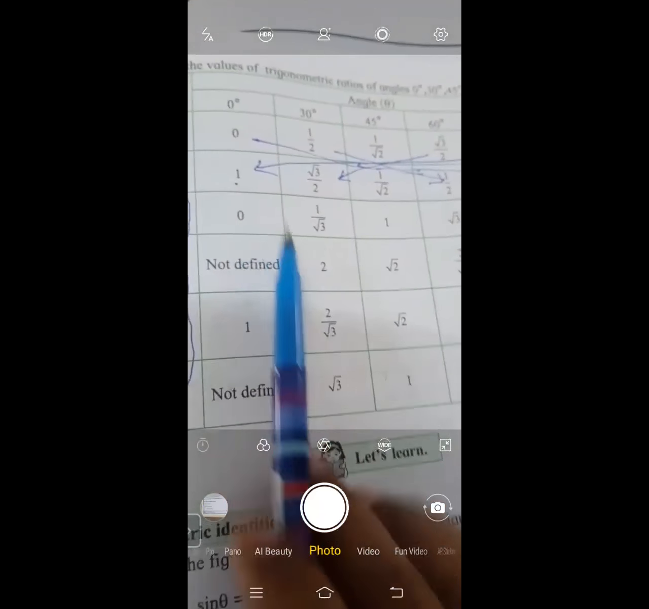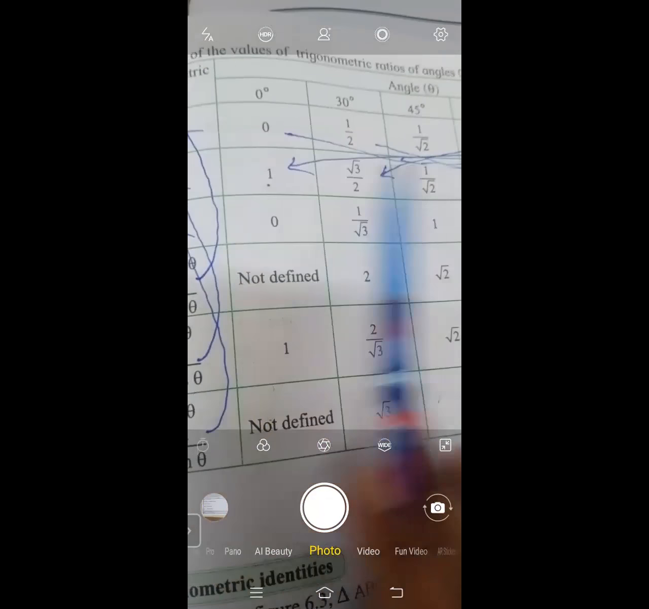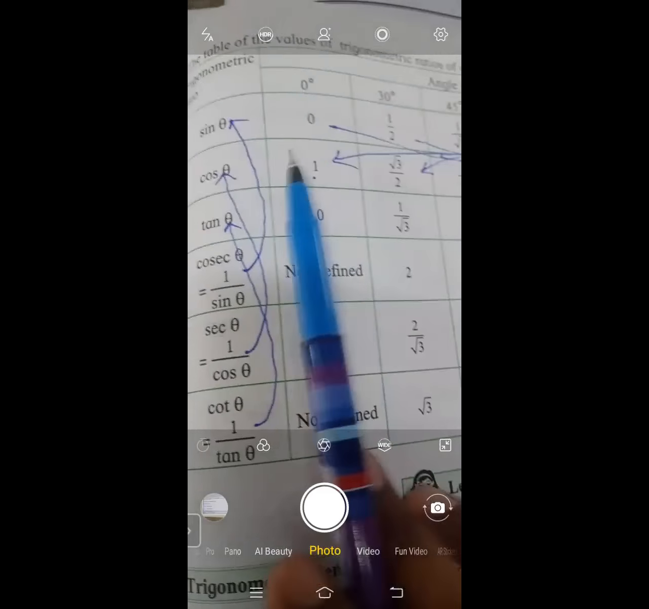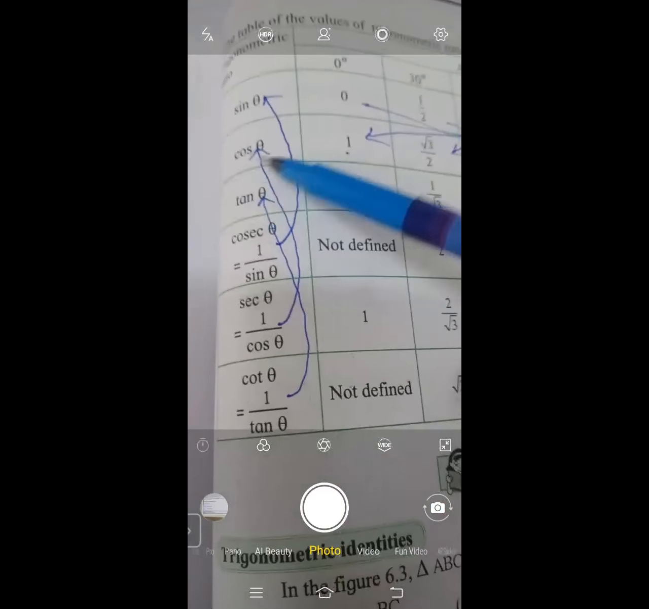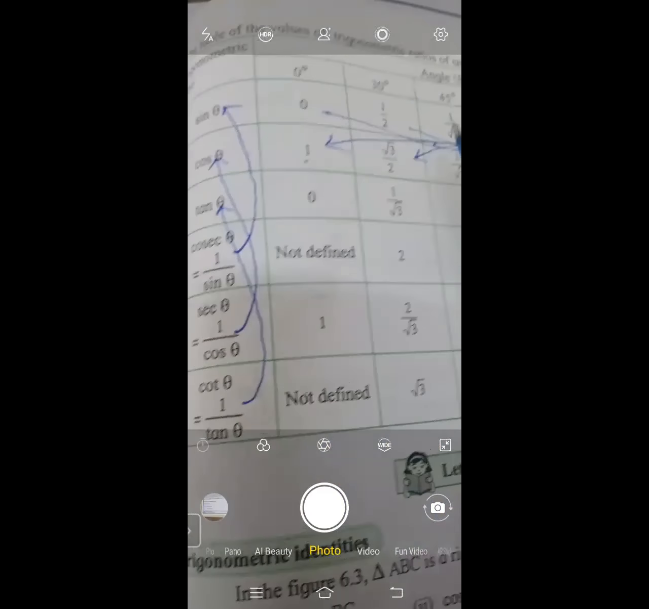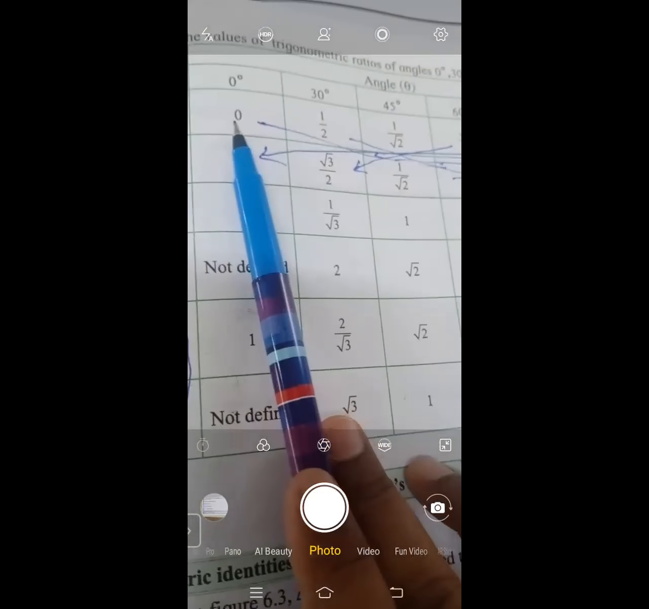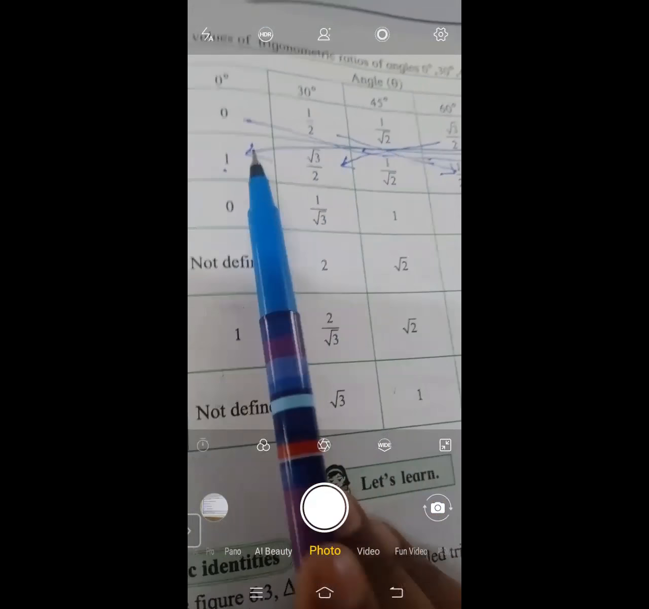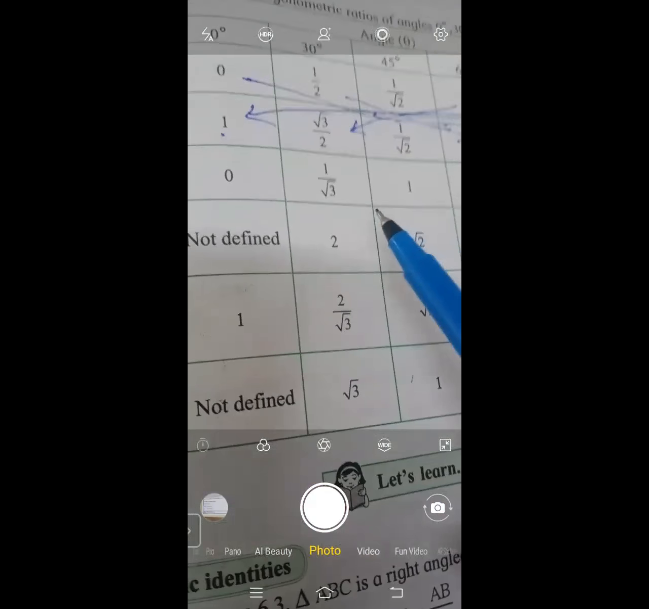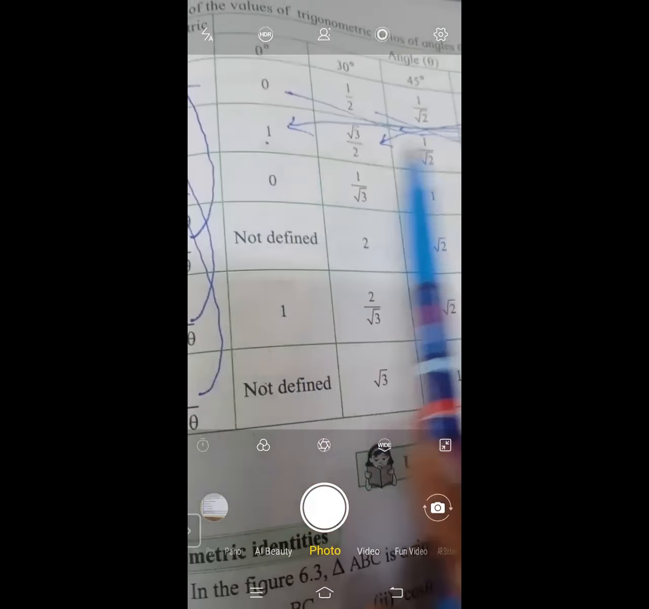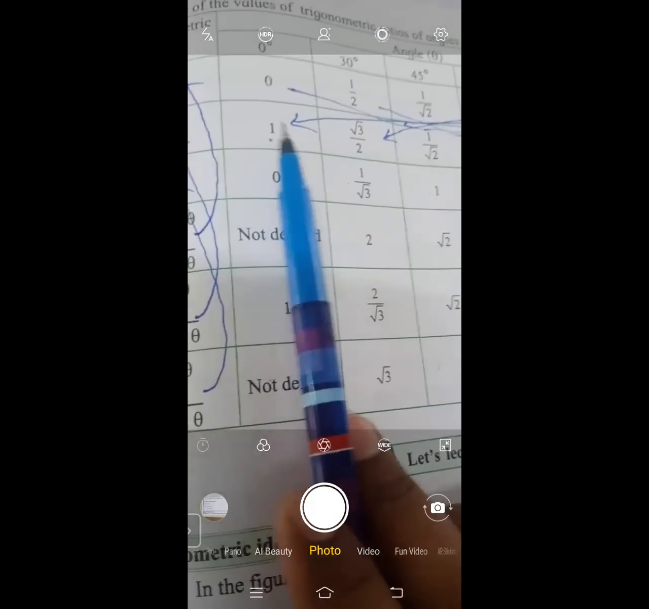So what we have to do is just remember the first row. Writing this table is very easy. Just remember this sequence and this increasing order of the angles, and the first row values. From the first row, you can go for the second row.